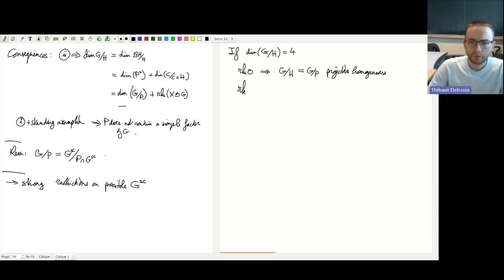Then if the rank is 1, that means the dimension of G mod P is equal to 3, and you know the list of such things. Okay, but let's deal with this later. Let's forget about this right now. Let me illustrate on the next case. Then if the rank is 2, then the dimension of G mod P is 2 as well.